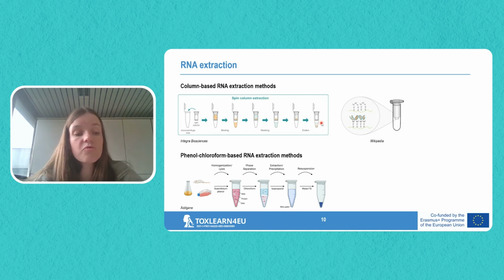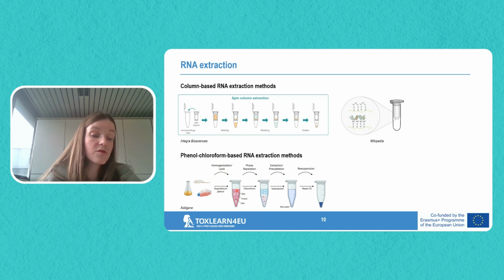Then another frequently used method for RNA extraction are methods based on the phenol chloroform principle. So the steps are initially the same. You will again homogenize the sample, lyse the cells, and then you have a solution containing all different components that are found inside the cells. So you have the RNA molecules, proteins, but also DNA molecules.